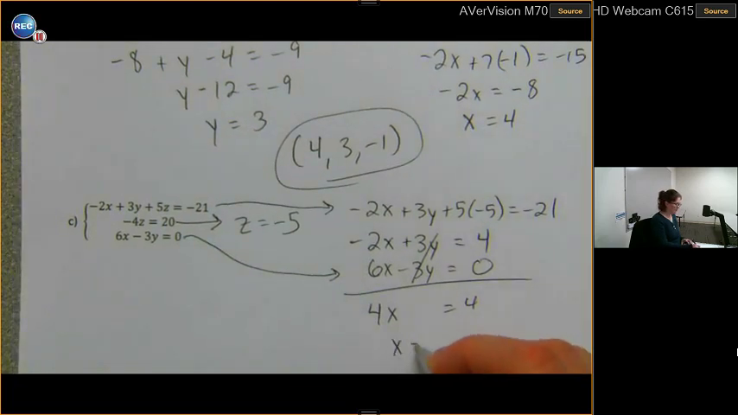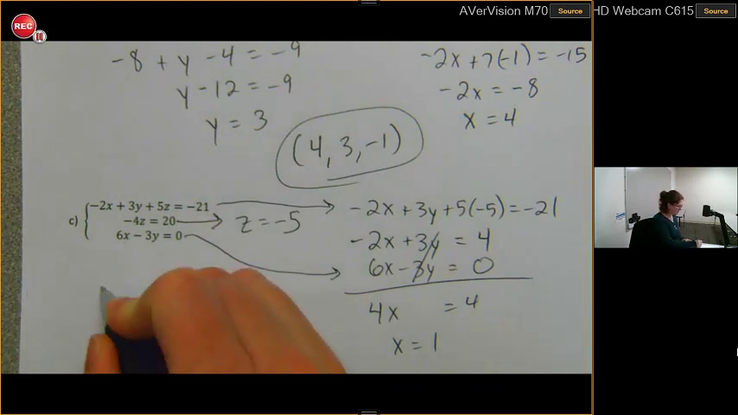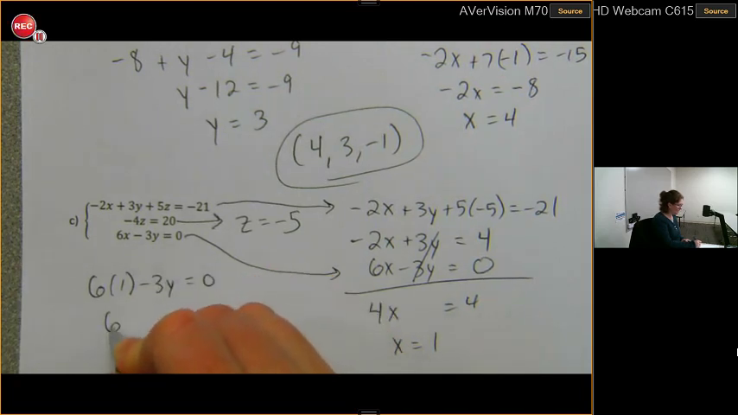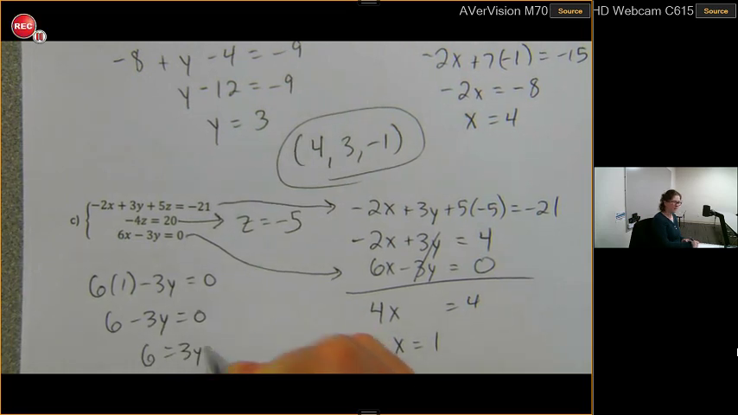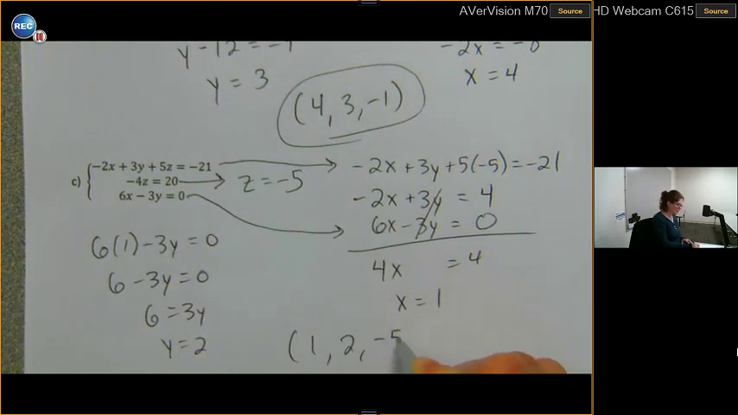So I know x equals 1. Z equals negative 5, so then I just have to figure out what y equals. So I'm going to put my 1 in place of the x. So I know y equals 2. So my ordered triple is 1, 2, negative 5.